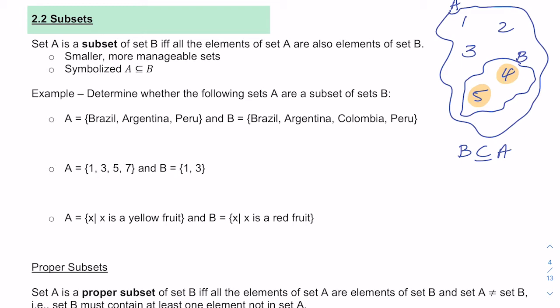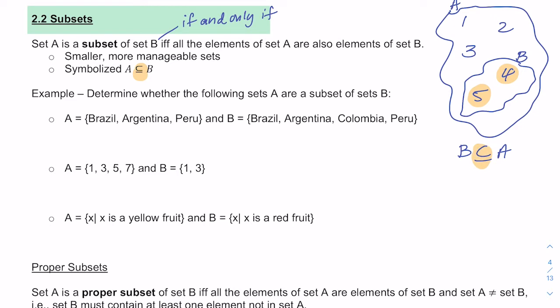Set A is a subset of set B if and only if, that's what IFF means, all the elements of set A are also elements of set B. Sometimes we like subsets because we like to look at smaller, more manageable sets for various reasons. And as you saw, the symbol for subset looks like a sideways U with a line underneath it.